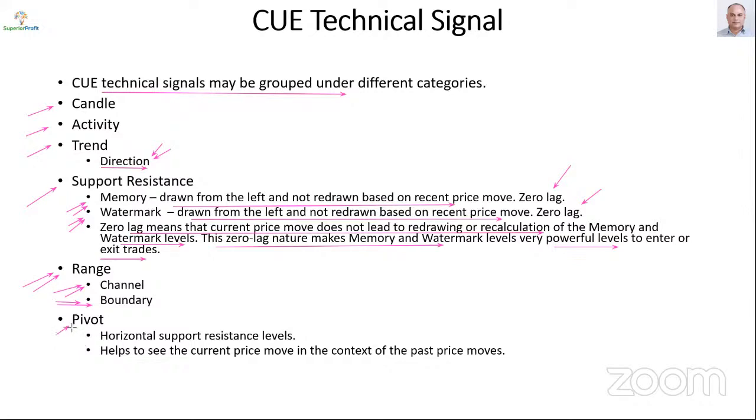Then we have traders pivot, maybe for swing trading or for intraday trading. These are horizontal support resistance levels. Helps to see current price move in the context of the past price moves. So based on past price moves, different pivot levels are drawn. Can be intraday pivots like early range, previous day high, etc. Or it can be quarterly, yearly pivots based on longer term price moves. So these pivots help us to see current price move in the context of the previous price move.